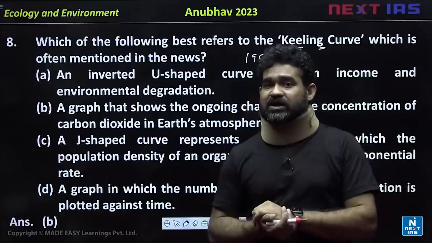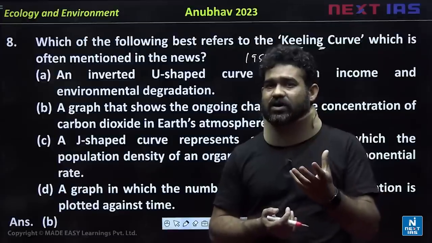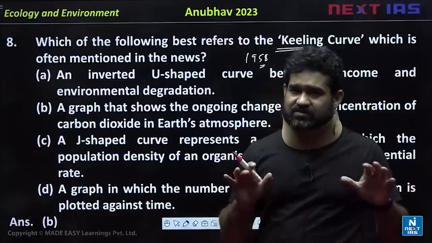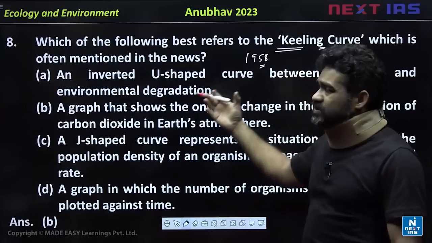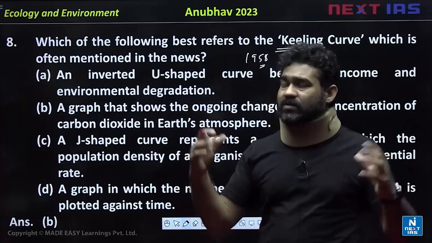Recently, we saw a volcanic eruption taking place there. Mauna Loa is one of the largest volcanoes, and because of the eruption, the Keeling curve measurement was shut down there. So what is it related to? Very simple, it is talking about the atmospheric concentration of carbon dioxide.